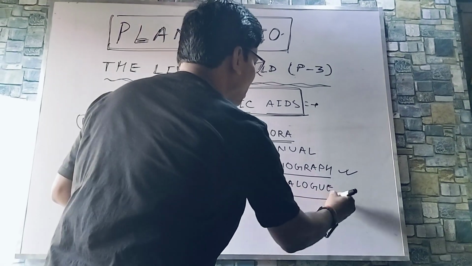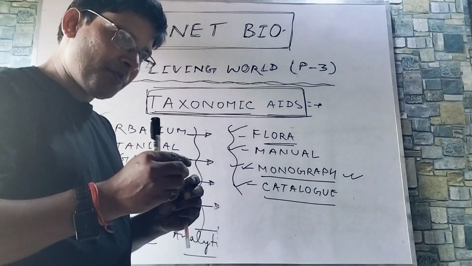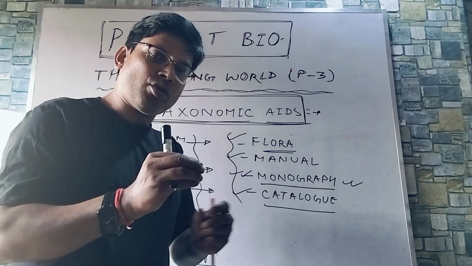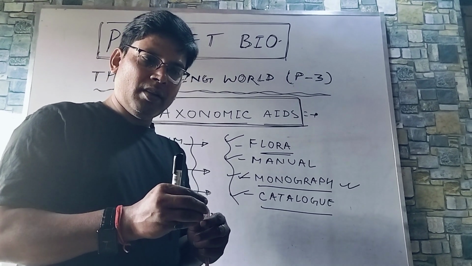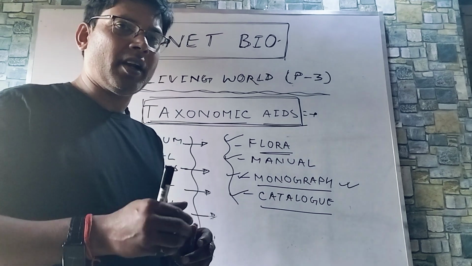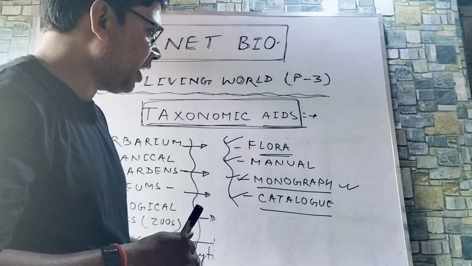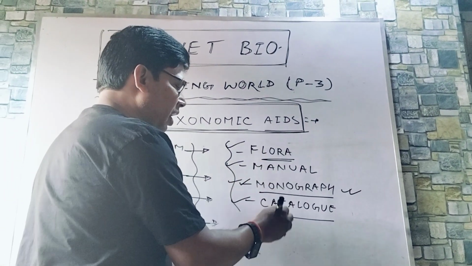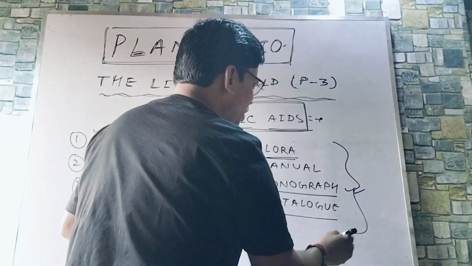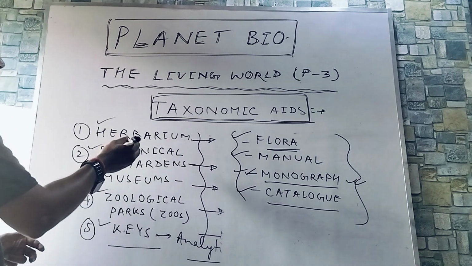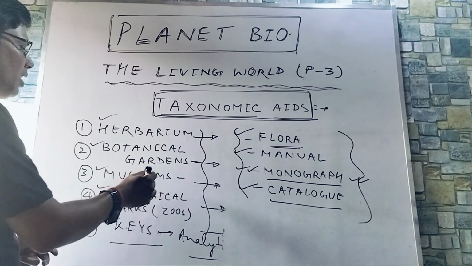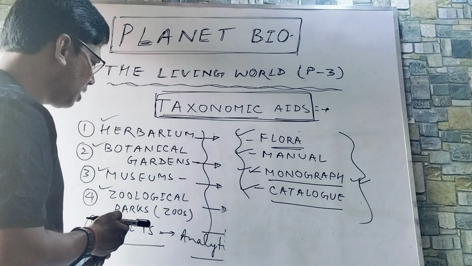And catalog is meant for making a list of species, and the way they are identified and the way they are classified. So flora, manual, monograph and catalog are also used as taxonomic aids, but the chief ones, the main ones, include herbarium, botanical gardens, museums, zoological parks and keys.